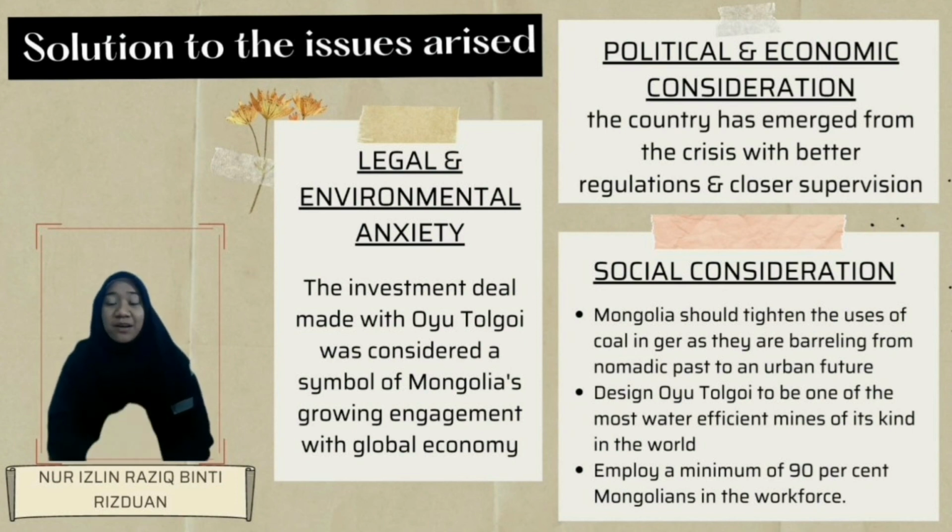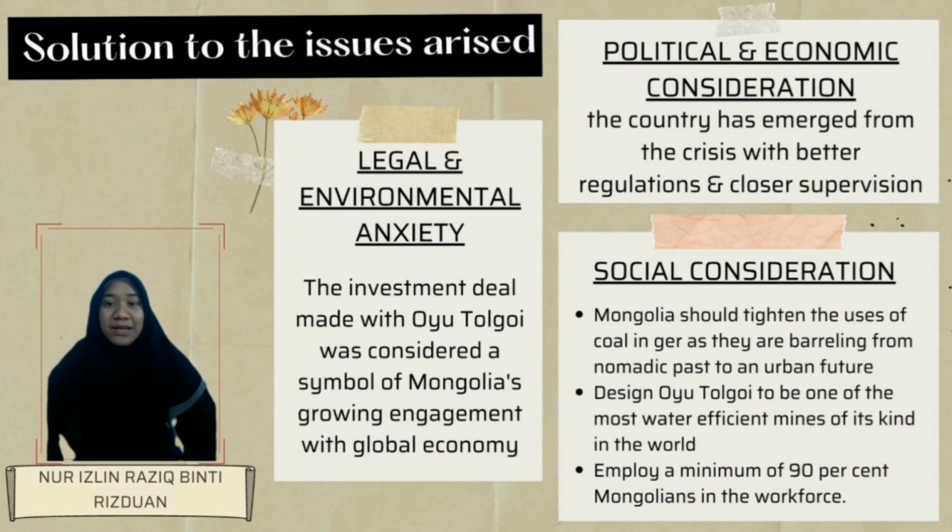First, since Mongolia is battling with the nomad path to an urban future, the government should regulate the use of charcoal in the ger, especially when it comes to the winter. Thus, to show the social consideration, Munira should help the society implement the burning of wood in the ger in order to reduce the air pollution in that area.